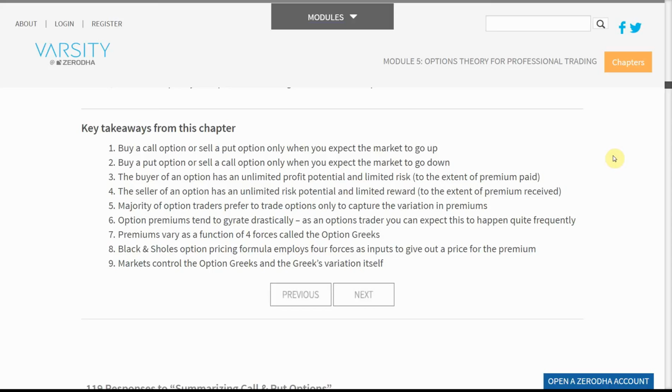Option premiums tend to gyrate drastically. As an options trader, you can expect this to happen quite frequently. Premiums vary as a function of four forces called the option Greeks. The Black-Scholes option pricing formula employs four forces as inputs to give out a price for the premium. Markets control the option Greeks and the Greeks variation itself.